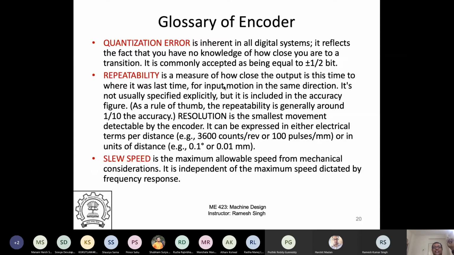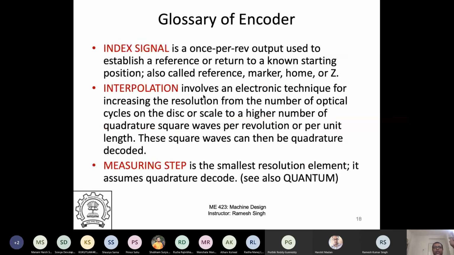Resolution, on the other hand, is the smallest movement detectable by the encoder. So resolution means nothing. It's just that I can sense that much. But whether my machine can do that, I don't know. You get me? So resolution can be very misleading. Resolution is what I can detect using my encoder. That doesn't mean that I can position to that accuracy. So there's a difference between resolution and accuracy.